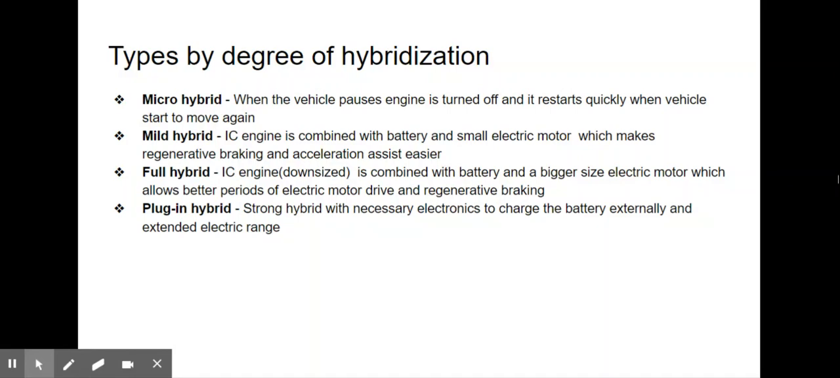Second is mild hybrid. In this, the IC engine is combined with a battery and a small electrical motor, which makes regenerative braking and accelerator adjustment easier. Third is full hybrid. In this, the IC engine, which is smaller in size, is combined with a battery and a bigger electrical motor, which allows a better period of electrical motor drive and regenerative braking. And fourth is plug-in hybrid. This is a strong hybrid with the necessary electronics to charge the battery externally, and it has an extended electric range.